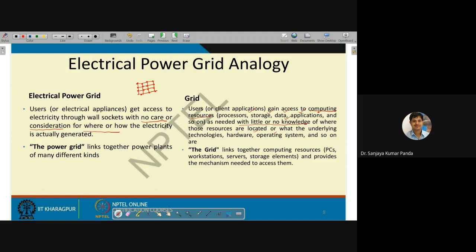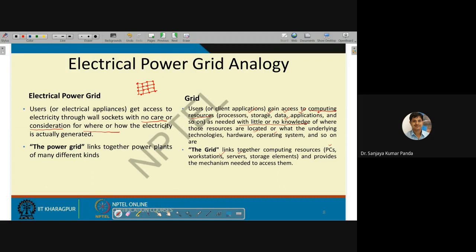So the grid links together the computing resources, either personal computers or workstations or servers, or you can say supercomputers, on a large scale, and provides the mechanism needed to access them. Our objective is that whenever a user requires a particular service, you have to provide it, right?